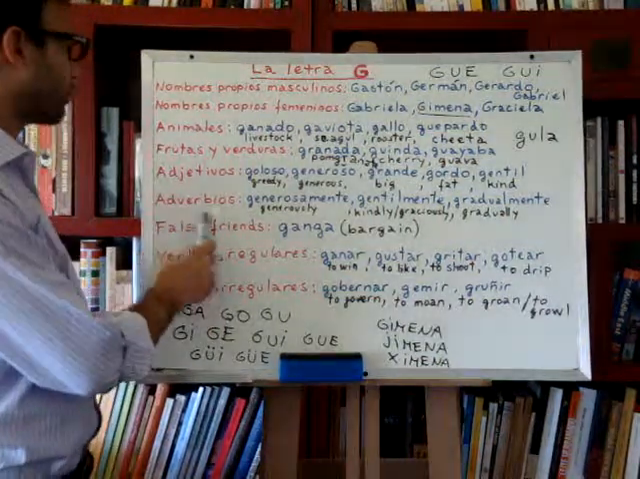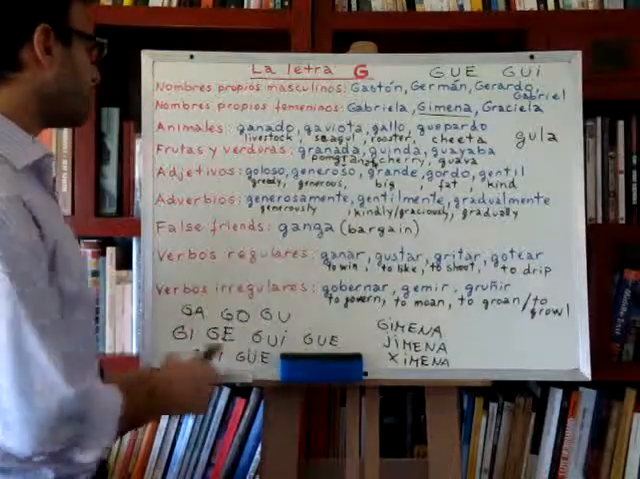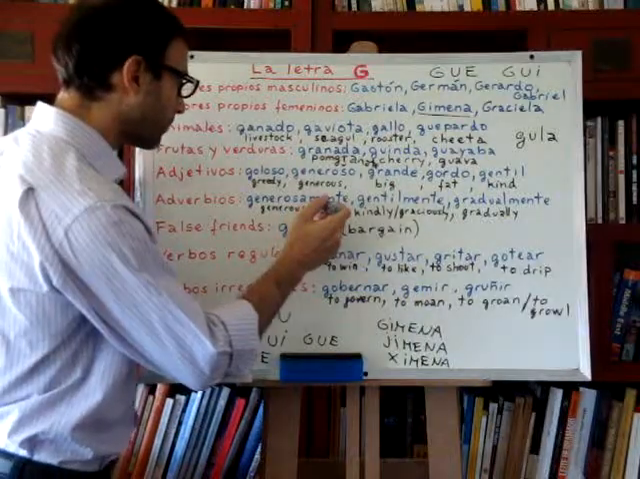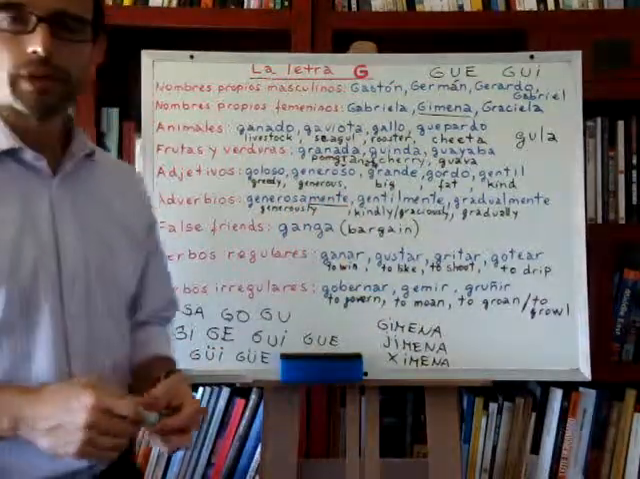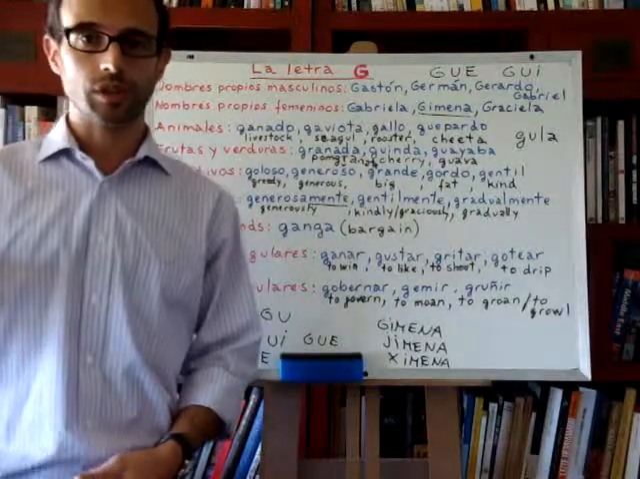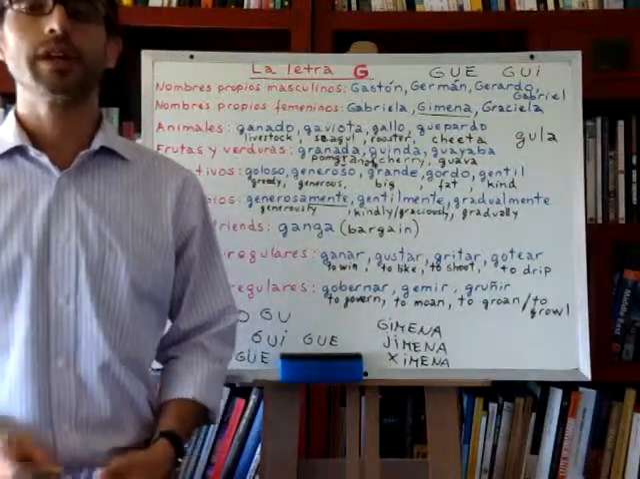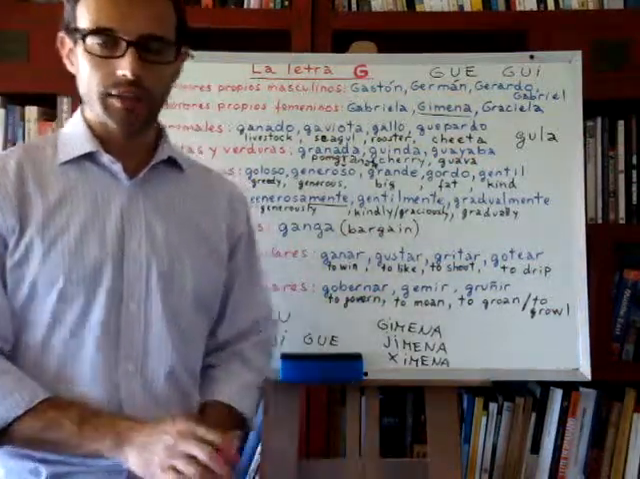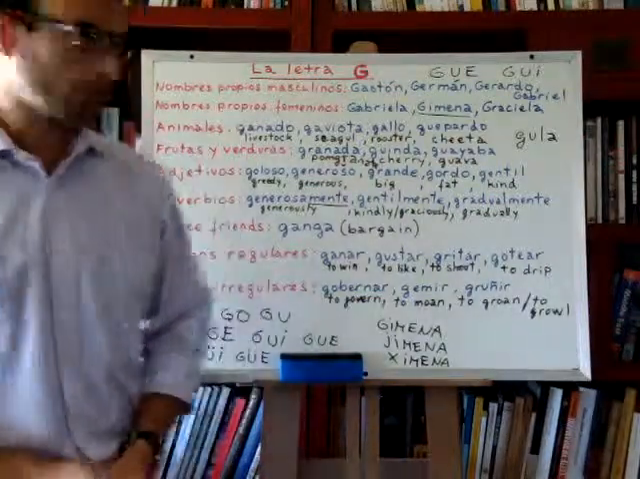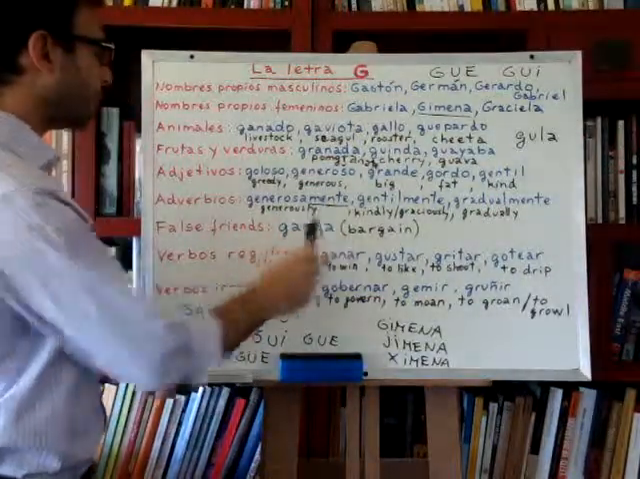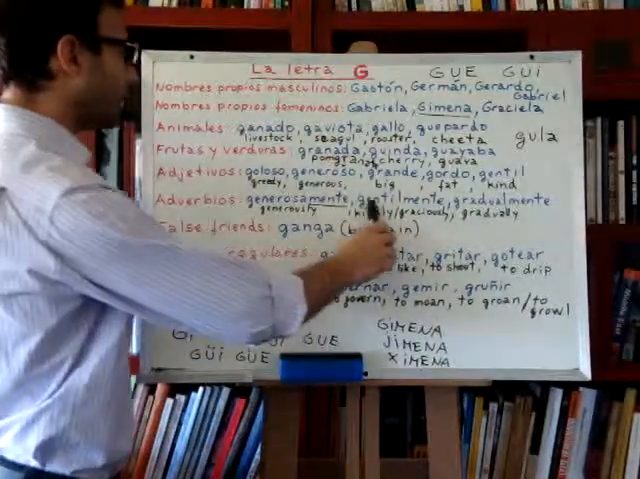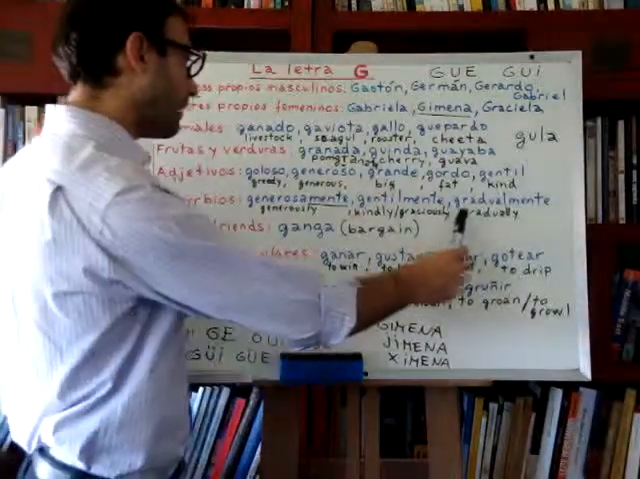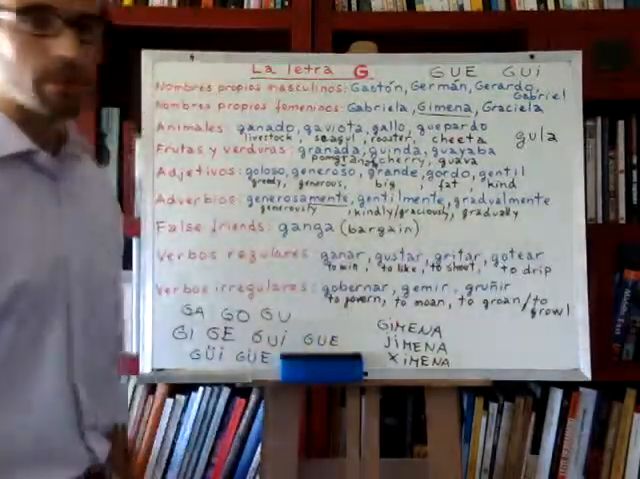And we'll see some adverbs, adverbios. Usually if we take the adjective and we add the suffix mente, we convert it into an adverb, okay? Same as in English, we add the ly ending. And we have gradual, gradually, okay? We transform the adjective into an adverb, okay? So, generosamente means generously. Gentilmente means kindly or graciously, okay? And gradualmente, of course, means gradually.